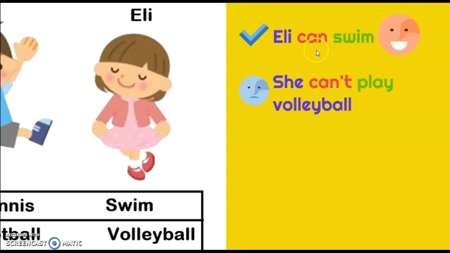As we can see in affirmative, we use the verb can with the verb in infinitive, swim. They don't change. They are always the same. It doesn't matter the person you are using, as we are going to see later. For negative, she can't play volleyball. The verb doesn't change.